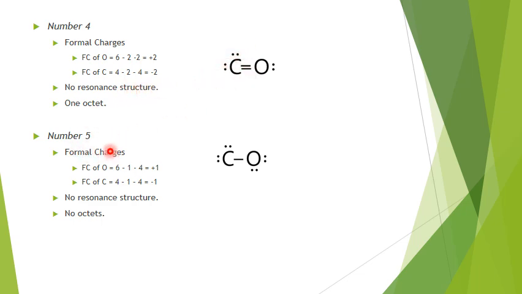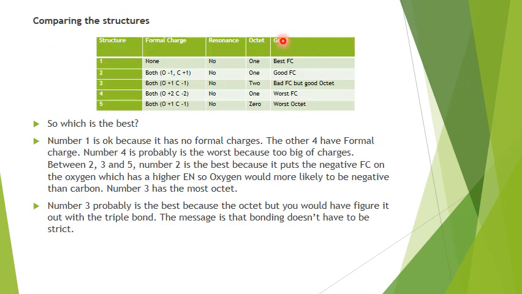And the 5th one, it's kind of like the triple bond, where it has the oxygen at +1, -1. It has no octet. So when it comes down to it, which ones are our best? Okay, so let's go through them all. The first one had no formal charge. So if it all came down to formal charge, I would pick this one right here, number one. All the rest of them had formal charge on both atoms.